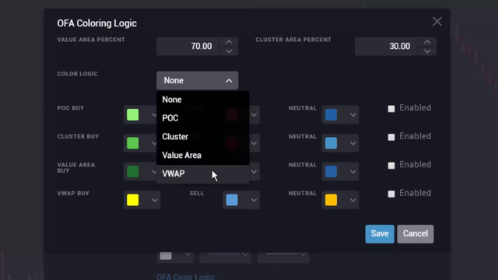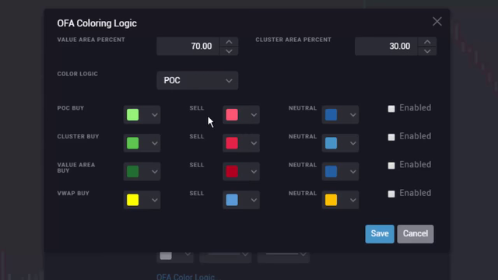Your selection of a color logic scheme defines how various overlay elements will be colored when applied on the chart. The color logic defines a classification process for each element to be defined as a buy, sell, or neutral element. By selecting POC and enabling it, I'm telling the chart to highlight the POC color green when the close price or last trade price of a period is greater than the POC price.